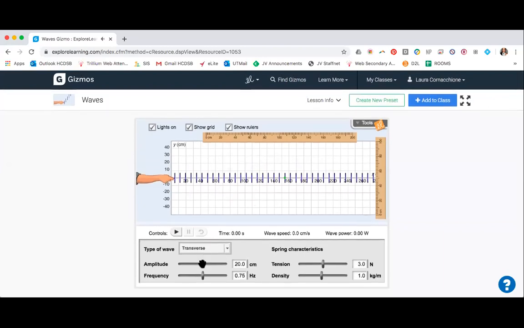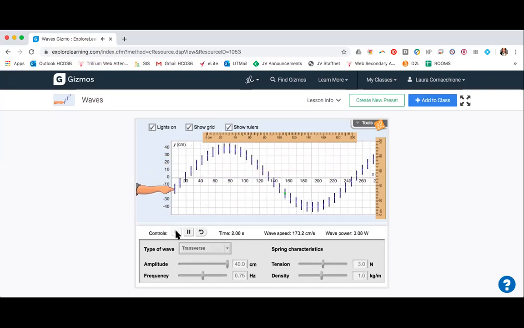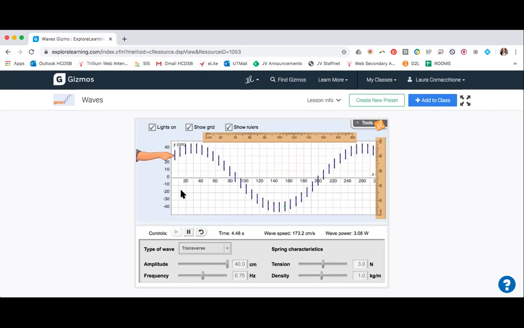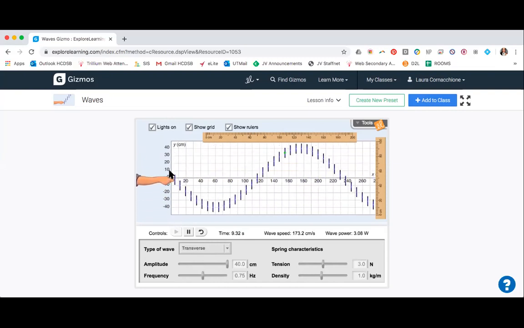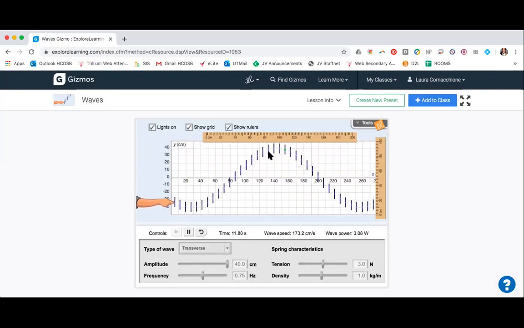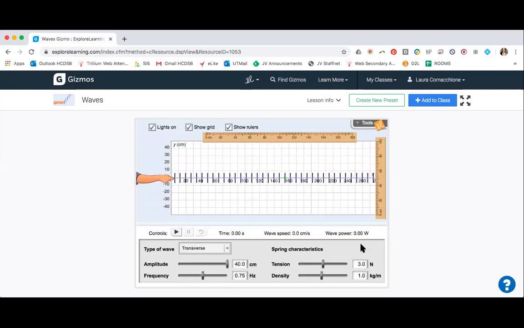So now I'm gonna change things up. Let's see what changing the amplitude does. Remember, amplitude was the distance from maximum displacement to equilibrium. So if I change amplitude, how do you think it's gonna look different? Do you think the wave speed is gonna be different? Pressing play. In order to have a greater amplitude, the person is going to have to raise their arm and drop their arm a greater distance from equilibrium. So we get a wave with a greater amplitude, but you know what? Wave speed is not affected by amplitude. In sound, amplitude is how loud the sound is.